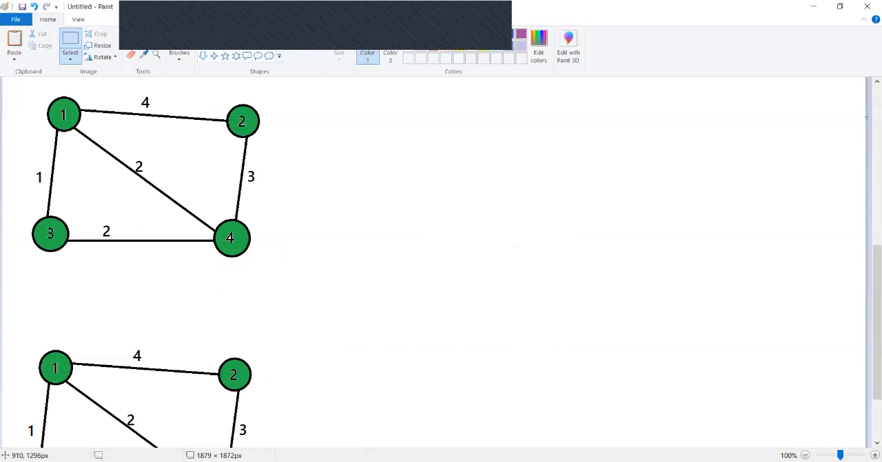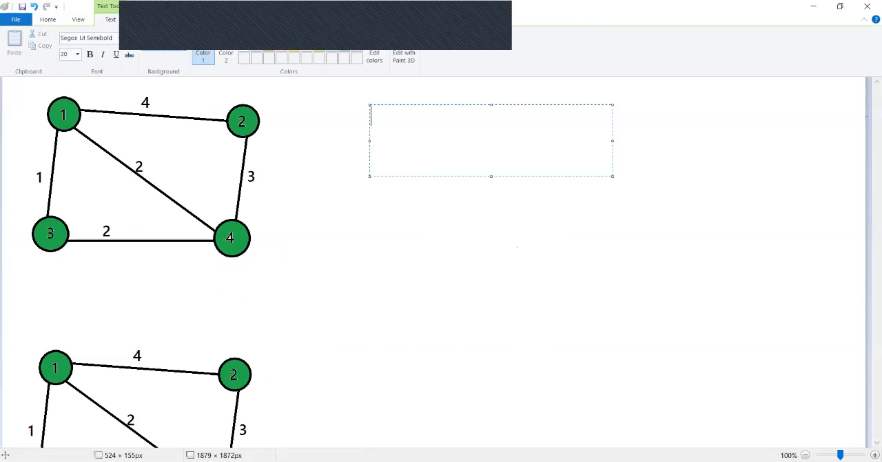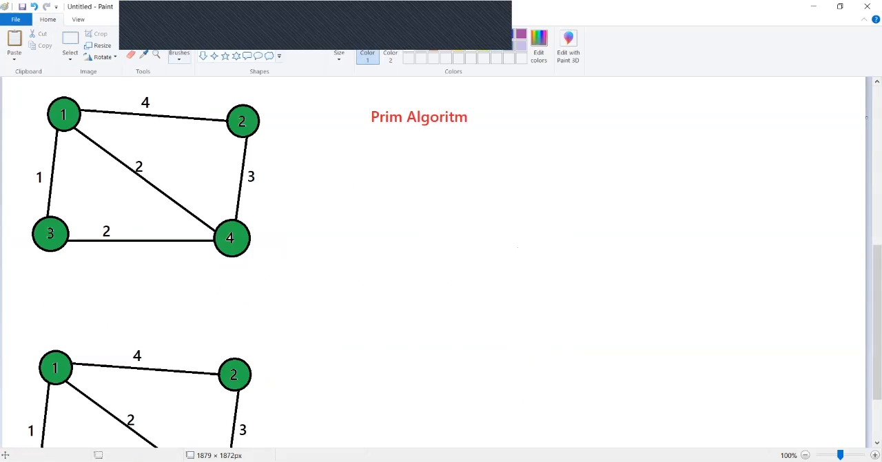Okay, let's clean it a bit. Okay. So this is about Prim. Prim algorithm. So how is Prim going to work? Because it's greedy, you try to pick the lowest path.